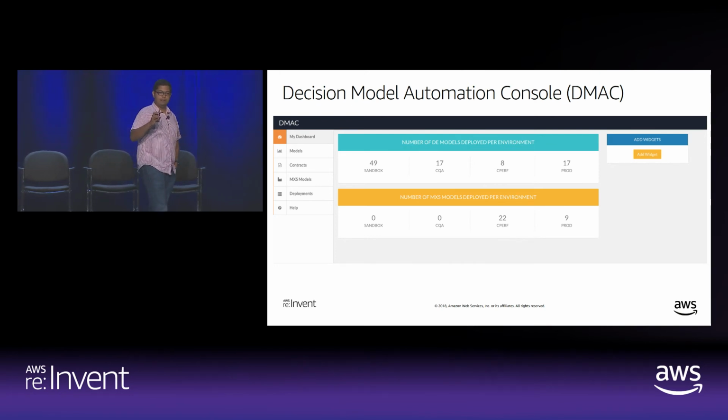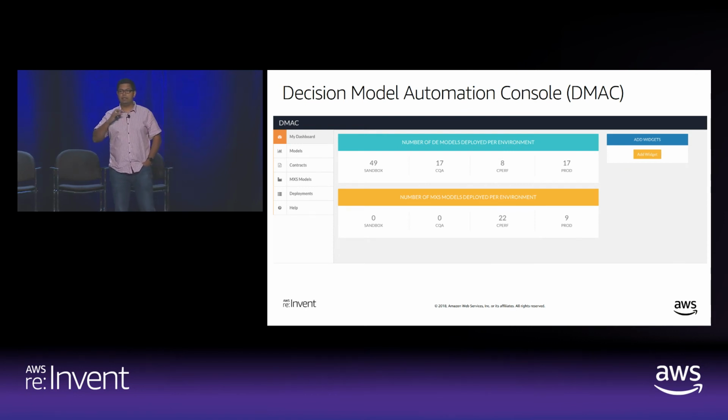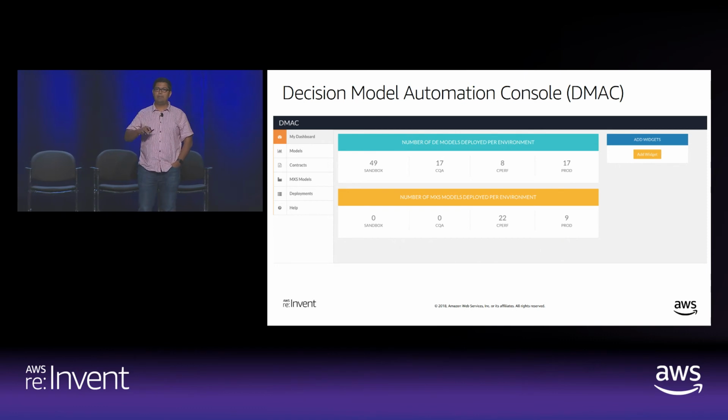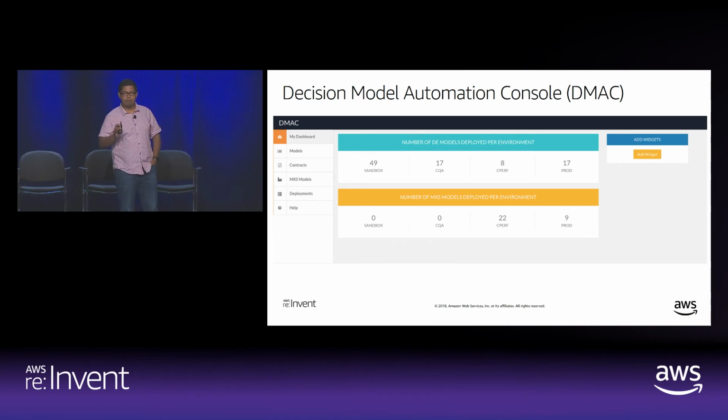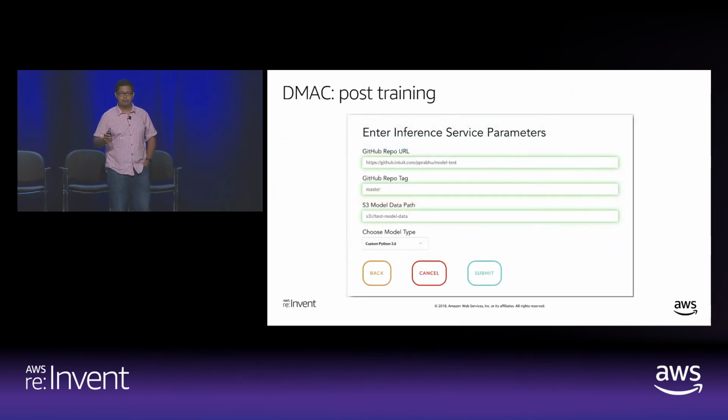And you can see there's a whole bunch of different environments that are available, and a count of what models are available to the specific data scientist who's logged in. So let's say I'm a data scientist. I've built my model, run a training job, and I have a model.tar.gz sitting in an S3 location. I'm going to go in and say, create a new endpoint for me.